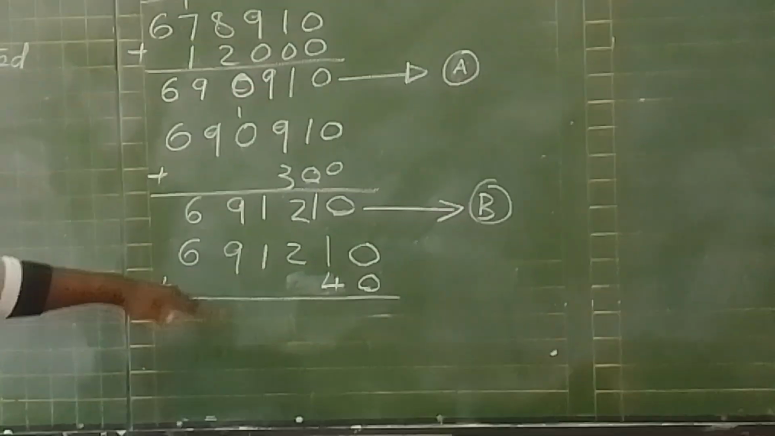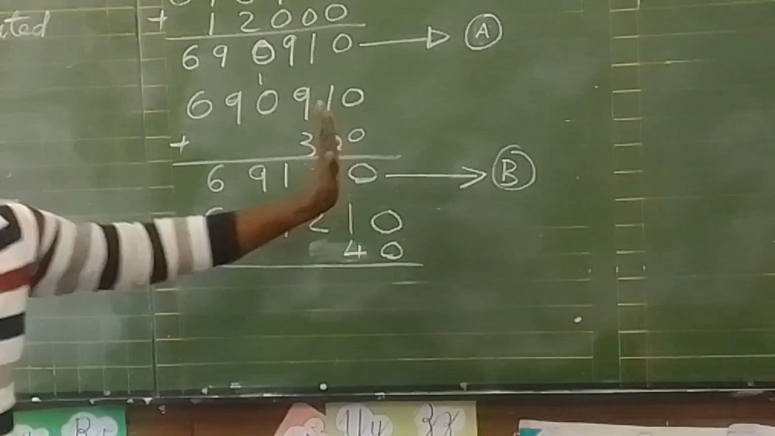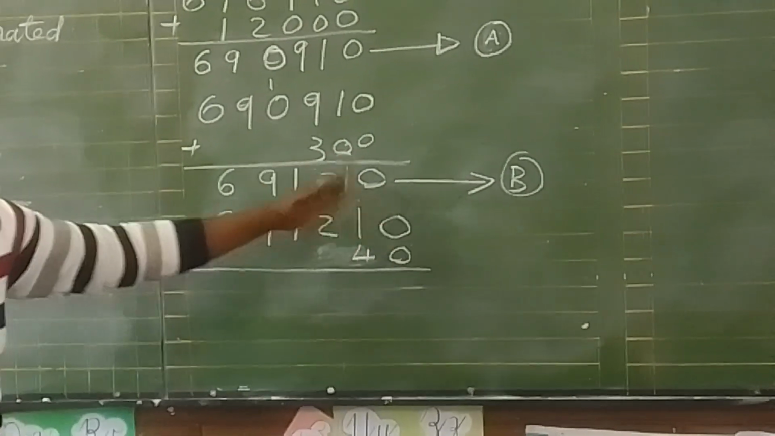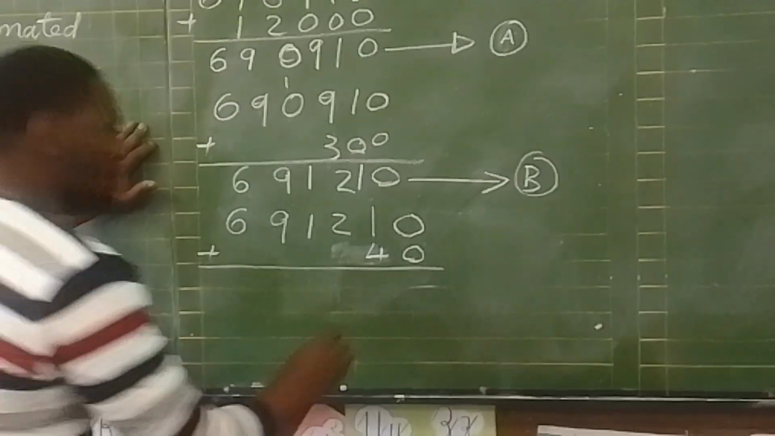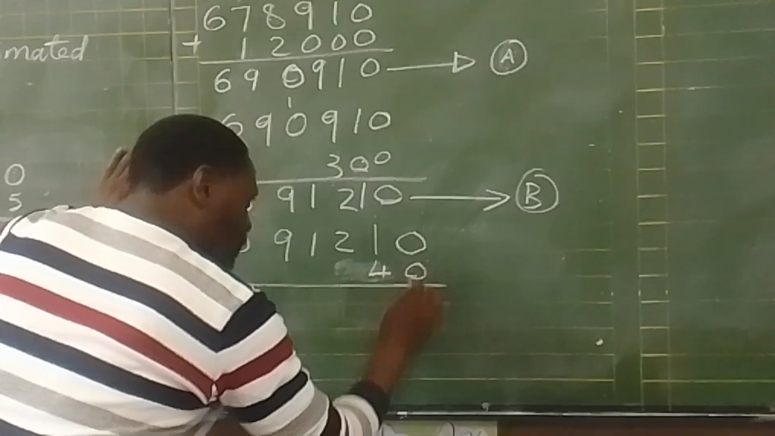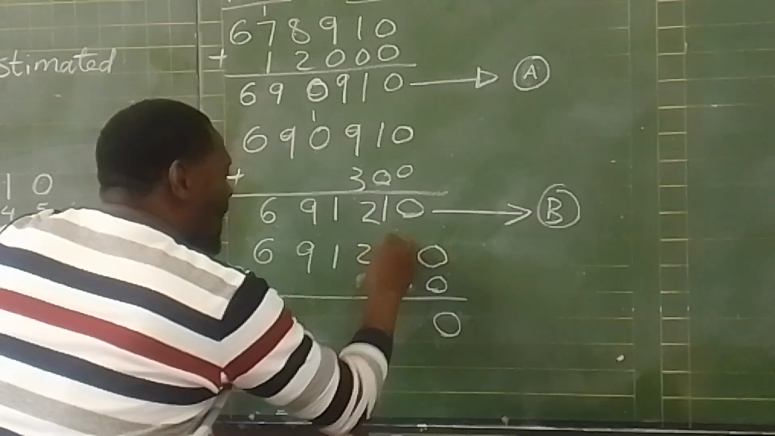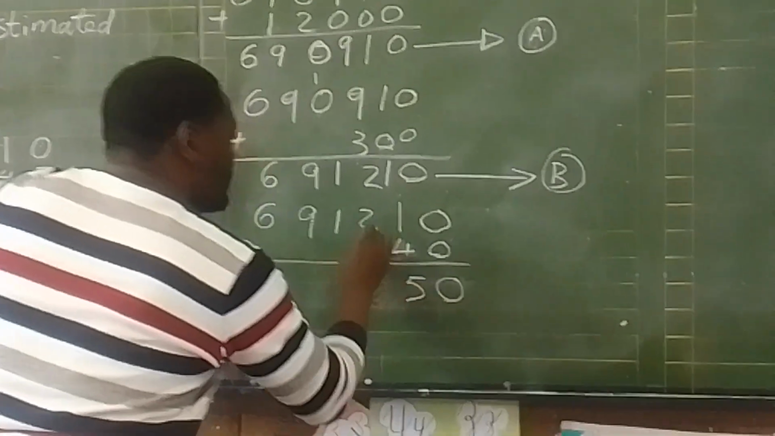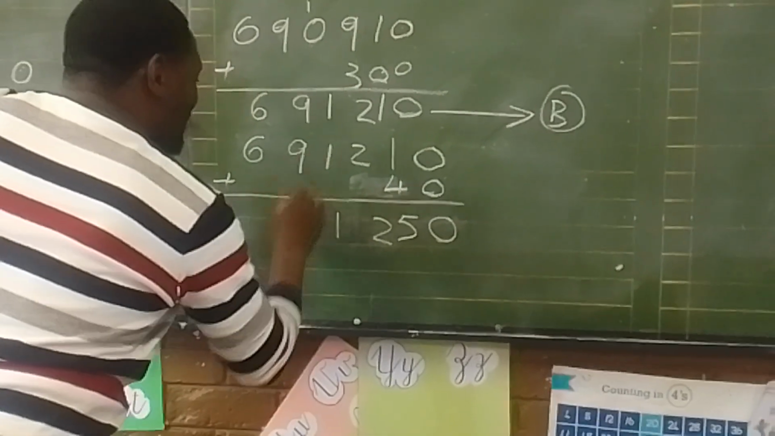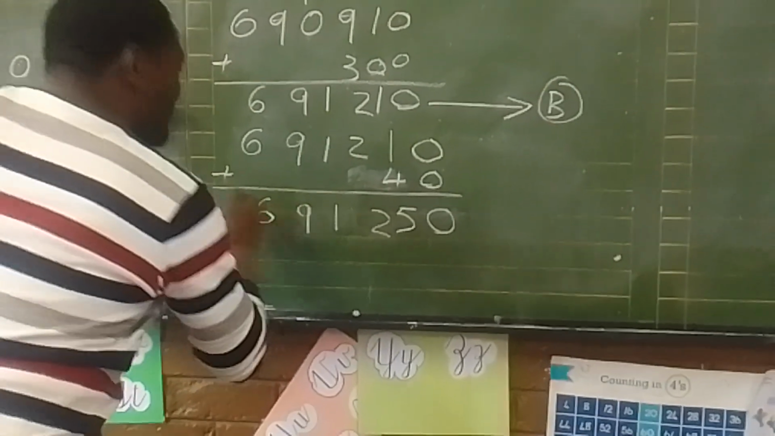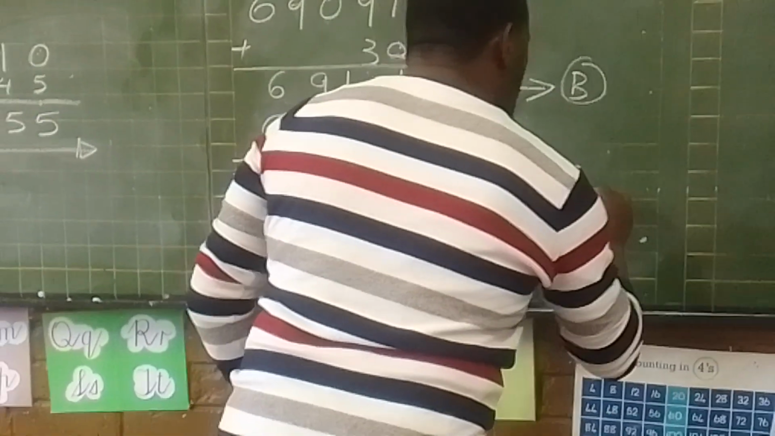Okay, you should be careful, grade 6. When you are doing these numbers, make sure that you add the units to units, 100 to 100, and 1000 to 1000. 0 and 0 is 0. 0 plus 0 is 0. 1 plus 4 is 5. 2 plus 0 is 2. It's 1. It's 9. It's 6. This is C.